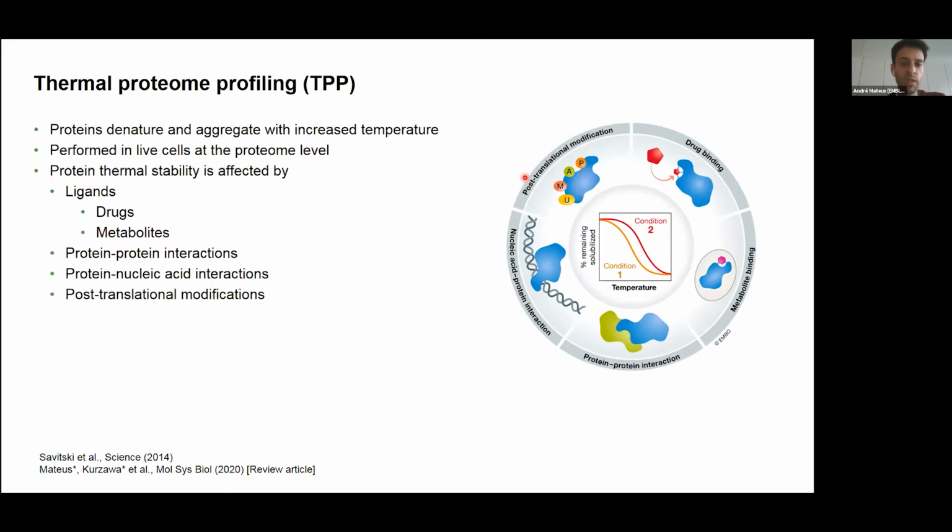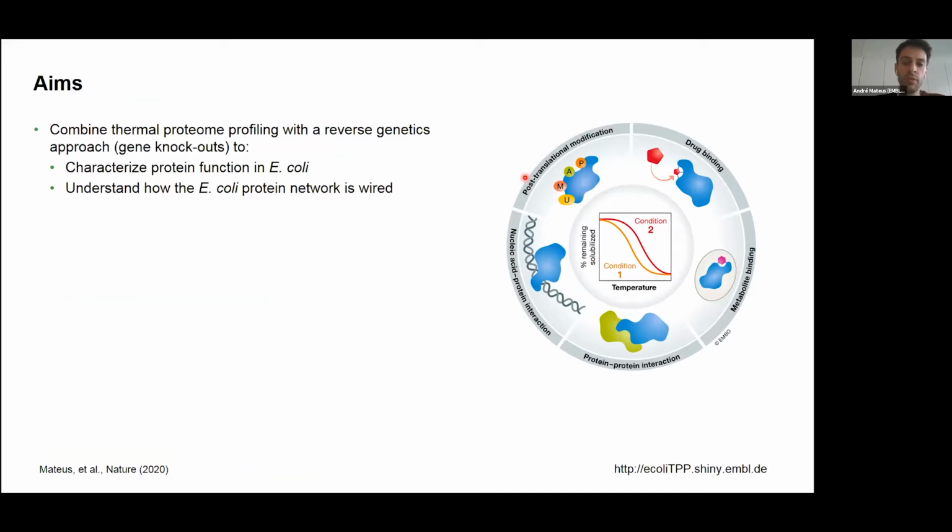Now, because we can monitor this plethora of changes in the cell, we wondered if we could combine TPP with a systems biology approach by perturbing the cell in many ways to start mapping the functional proteome, so characterizing protein function and mapping the protein interactions in a cell.